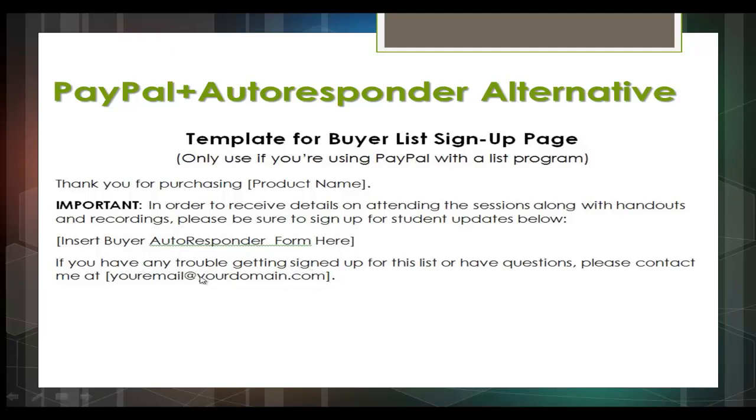This is so annoying to me, to buy something and have no way to contact somebody if their system is buggy or it doesn't like my email or whatever. So if you have any trouble getting signed up for the list or have questions, please contact me. Give them your email, give them your phone number, whatever, some way to contact you if there's a problem.